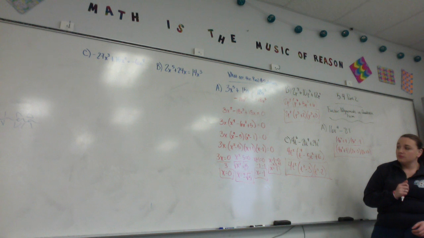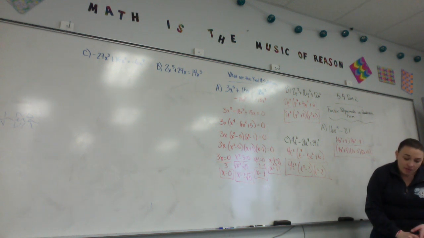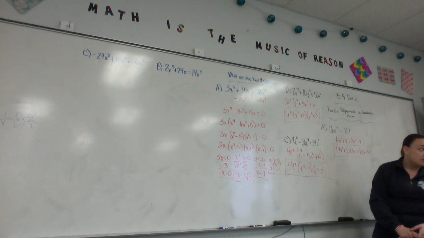And then for the plus or minus, they both count as one solution each. So I have 0, I have plus radical 5, minus radical 5, I have negative 1, and I have positive 1. All are solutions.